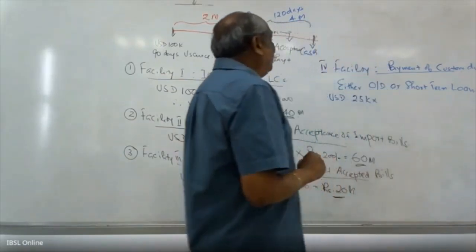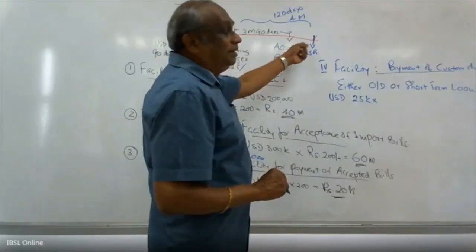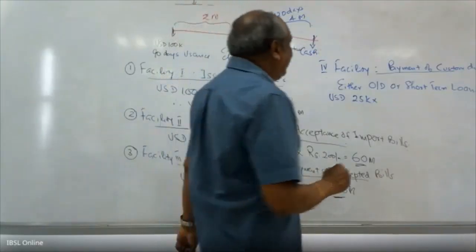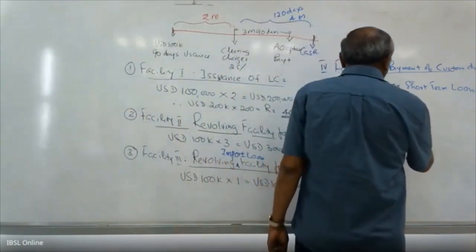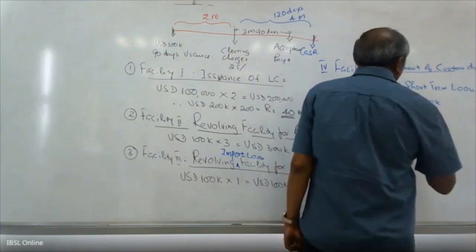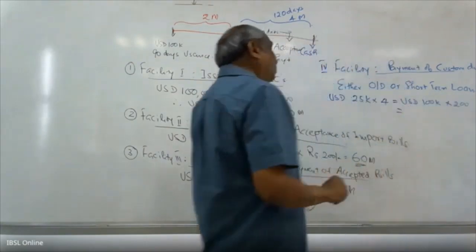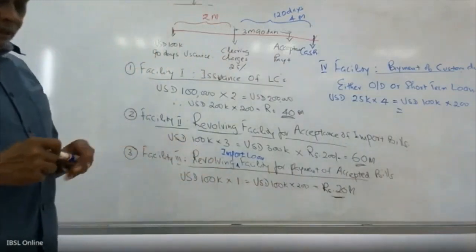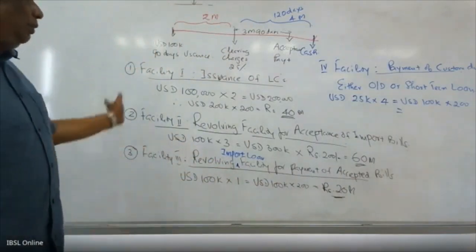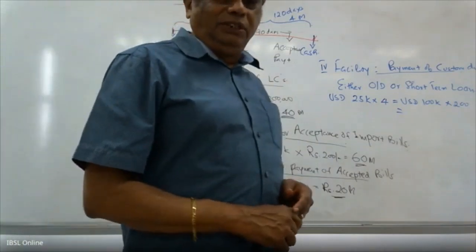4 months, right? 4 times. US dollars 100,000 into 200. Okay. Anyway, now we have covered all the facilities.